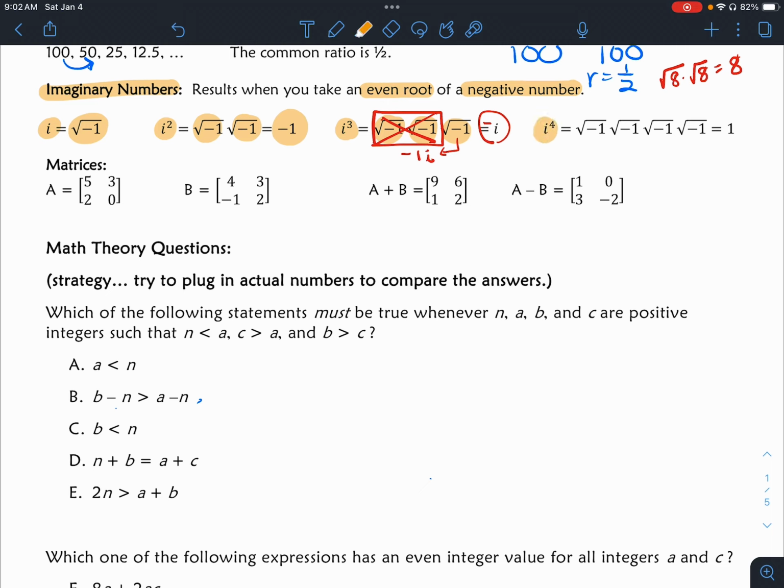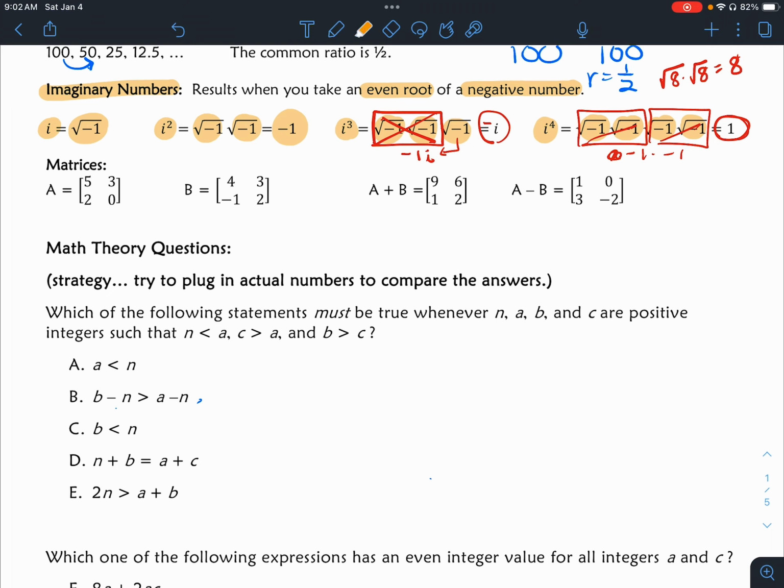Okay, and then lastly, we could keep going on and on with this, but I'll stop at i to the 4th. Now we have 4 square root of -1s. Every pair of these turns into a -1. And -1 times -1 gives us that answer of +1.